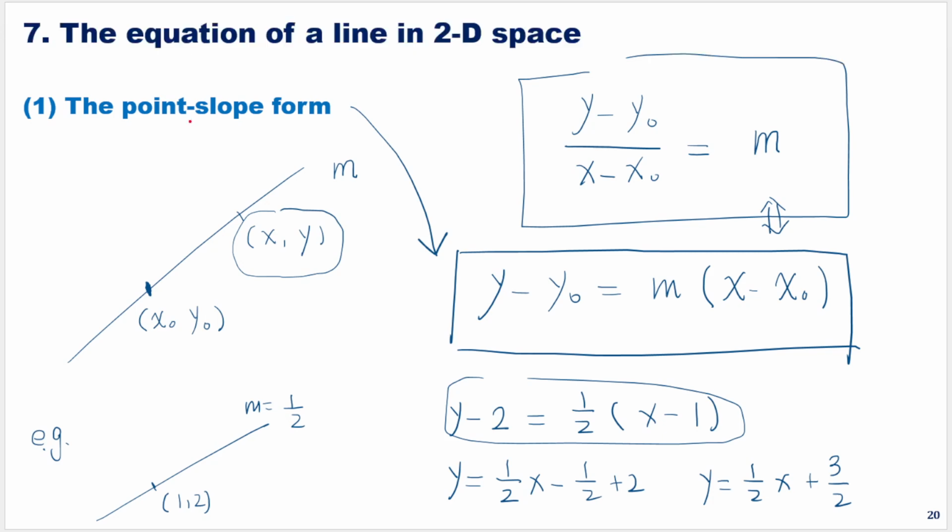So have a look at the equation here. This is called the point-slope form of a line in 2D space.